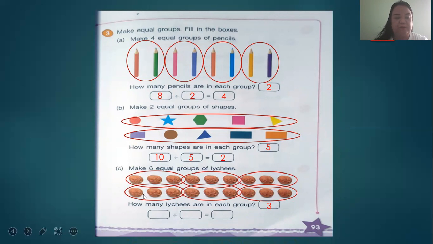1, 2, 3, 4, 5, 6, 7, 8, 9, 10, 11, 12, 13, 14, 15, 16, 17, 18. Now, put 18 here and divide it into how many in each group? 3. Good job. So, 18 divided by 3 is equal to how many groups of 3 you can get from 18? Very good. 6. So, therefore, 18 divided by 3 is equal to 6.